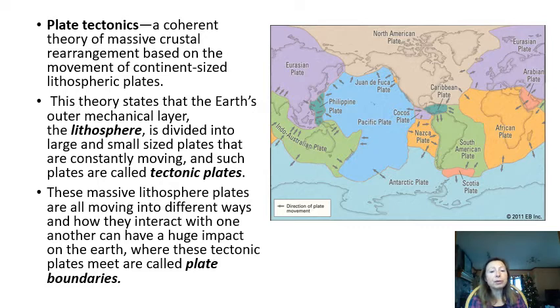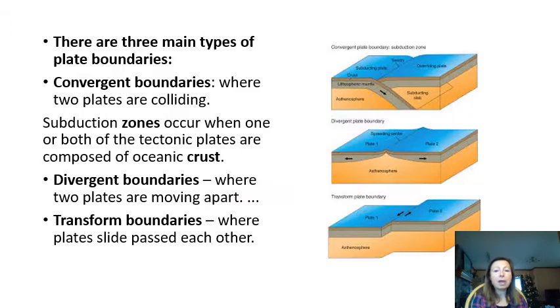These massive tectonic plates are moving in various ways at different speeds in different directions. And this has a huge impact on the Earth and the types of landforms that are being formed in different parts of the Earth along the plate tectonic boundaries. There are three main types of plate tectonic boundaries. The first one is convergent boundaries.